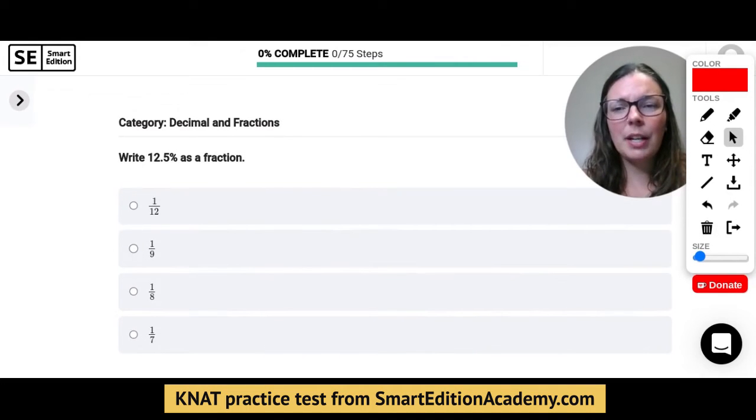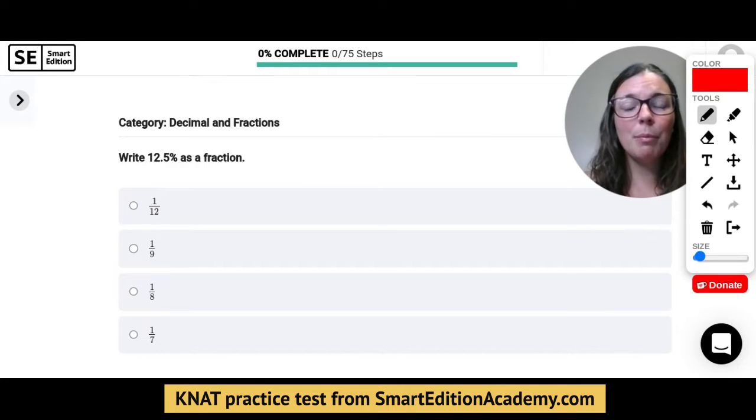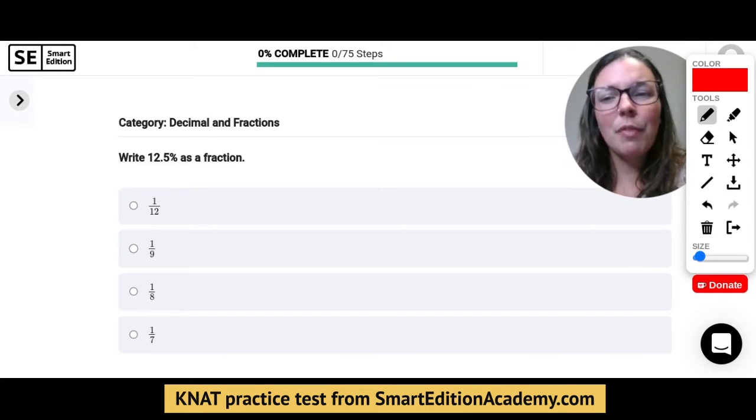Write 12.5% as a fraction. Okay, so a lot of questions on our practice exams are going to talk about percents, decimals, fractions, being able to convert between all three of those things. So 12.5% as a fraction. What's the best way for us to do this? Maybe let's turn it into a decimal first.